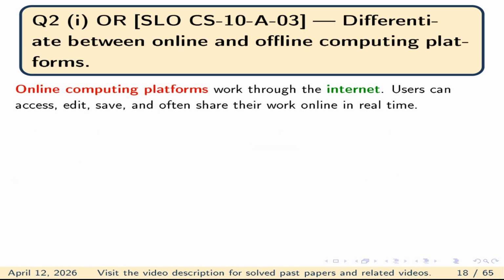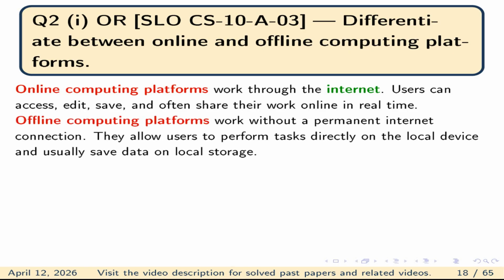Question 2, part 1 or alternate question is, differentiate between online and offline computing platform. Online computing platforms work through the internet. Users can access, edit, save, and often share their work online in real time.